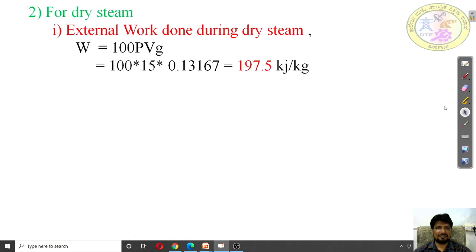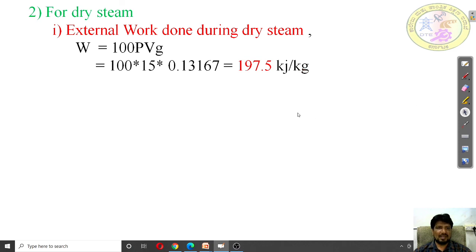For the second condition, when it is a dry steam, first you calculate the work done during the dry steam. Work done is 100 P into Vg. This is 100, P is 15 bar, Vg from the steam table is 0.13167. So multiplying this, you will get 197.5 kilojoules per kg.